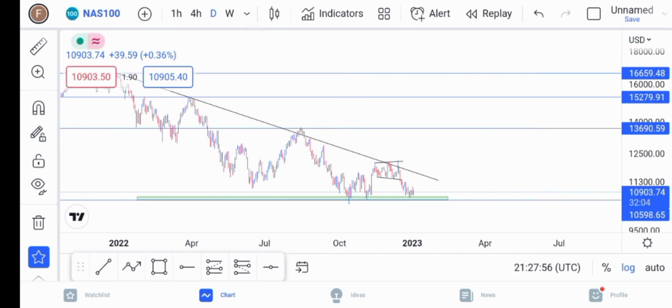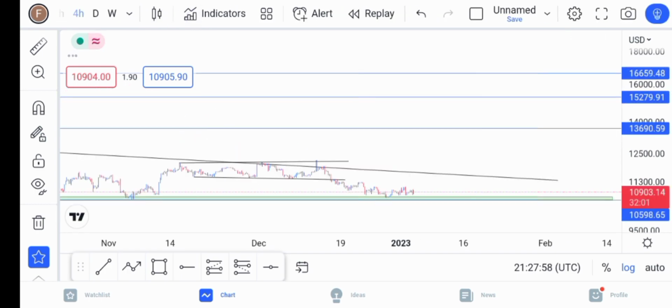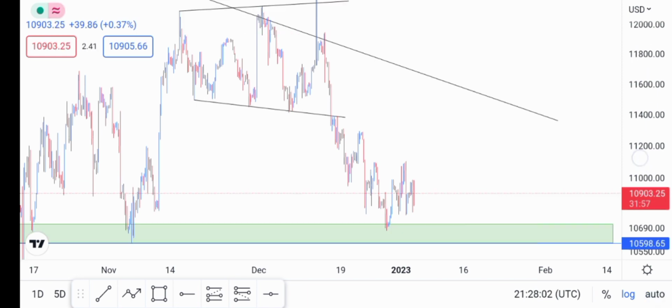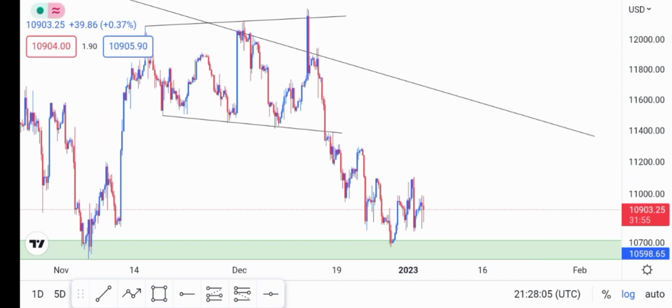But for now, we are looking for a signal, not a long one, a short signal, because there's a lot that could happen during this week as we are analyzing on a Wednesday.